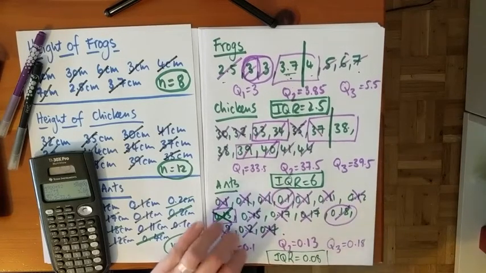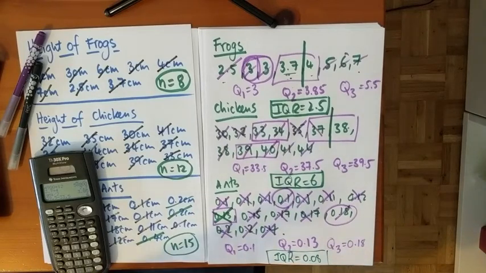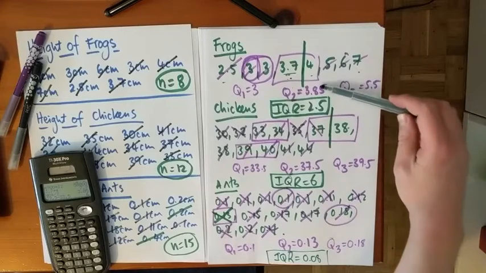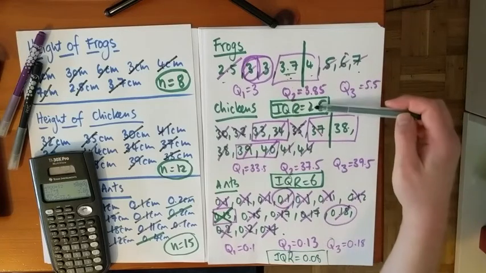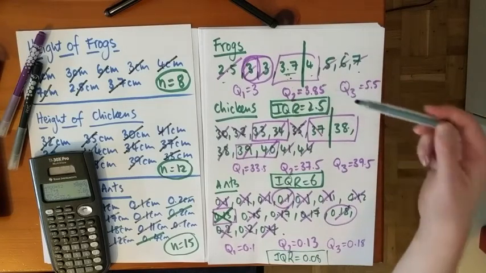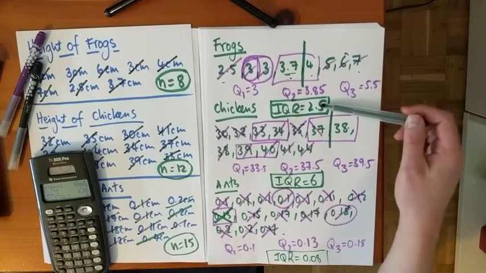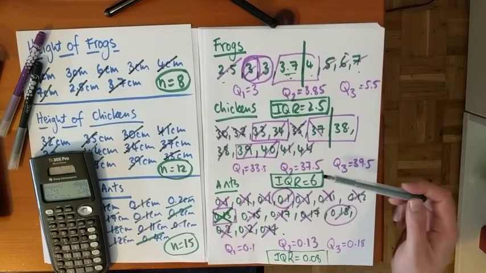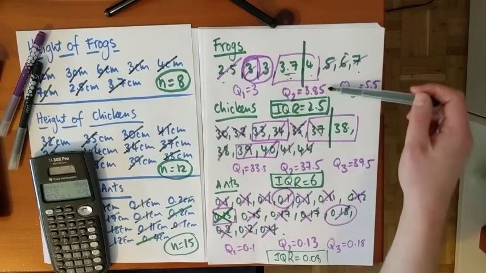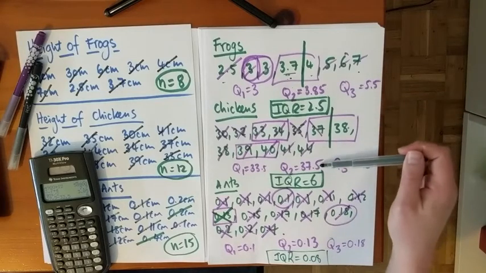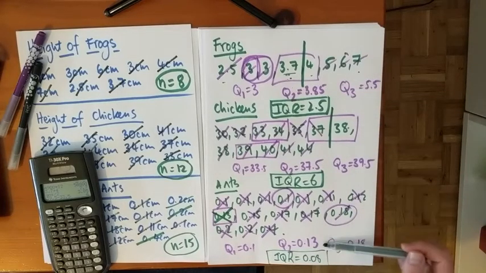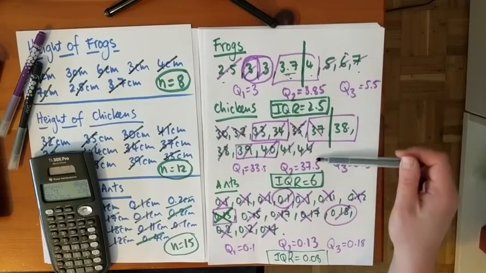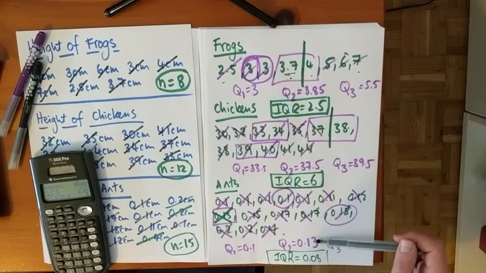And now, once we've got all this information, we can start to look at the difference between these groups. I can see that the medians give me an idea of the size of the average of these. These are the heights of these different animals. So on average, the frogs are 2.5. On average, the chickens are, sorry, not 2.5. The frogs are 3.85. The chickens are 37.5. And the ants are 0.13. So you can immediately compare the medians and say the chickens are biggest and the ants are smallest on average.